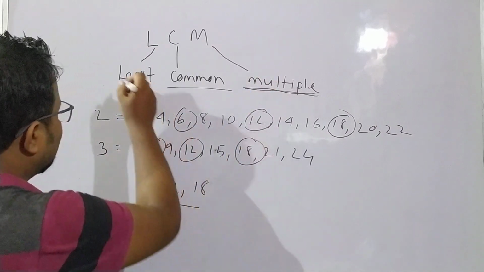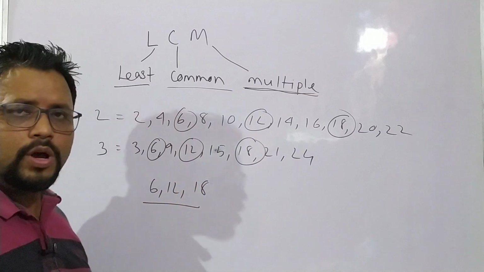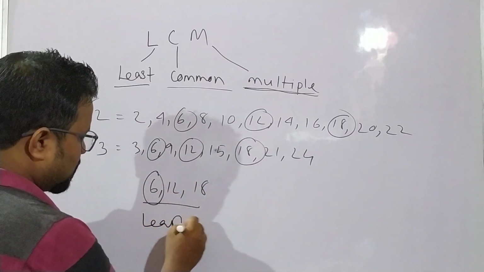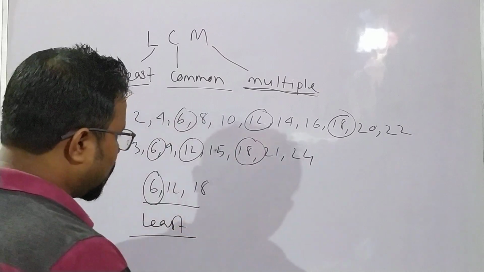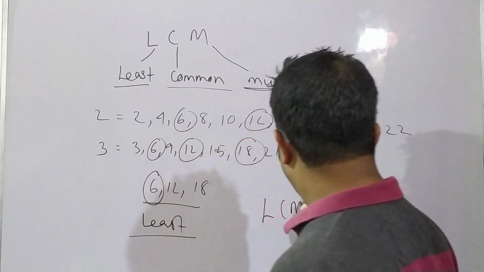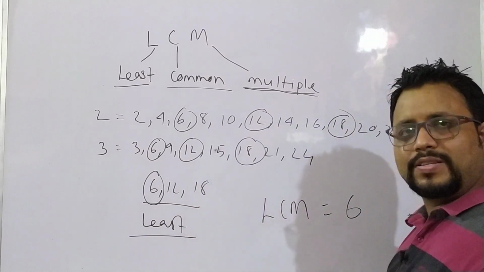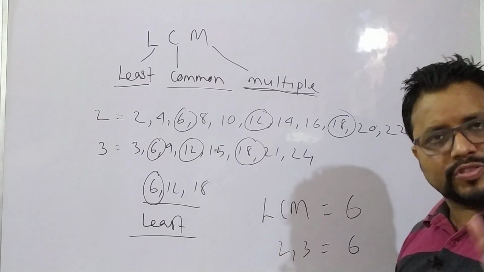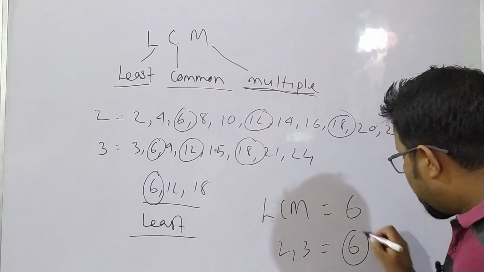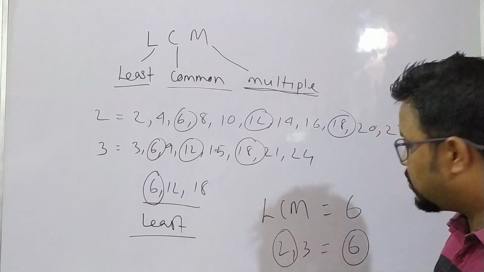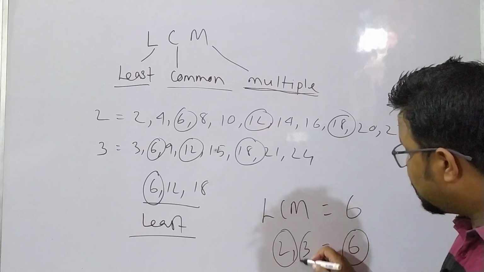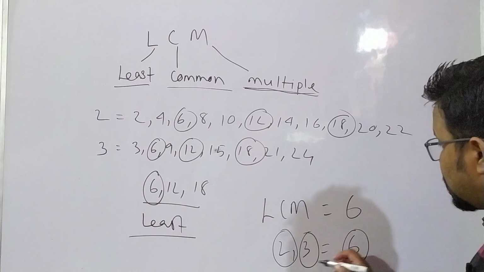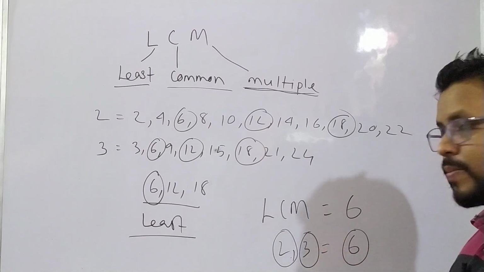Next was least. Out of these common multiples, which one is least? 6 is the least. So LCM is 6. For 2 and 3, LCM is 6. And remember, this 6 must be divisible by 2 and this 6 must be divisible by 3.